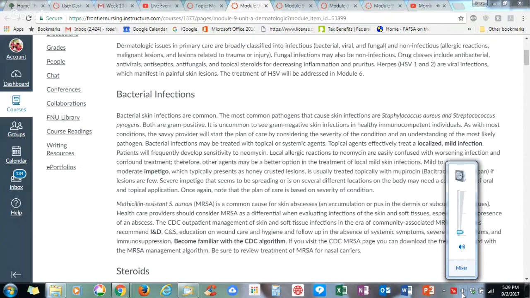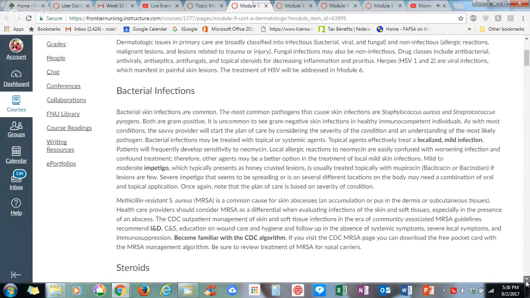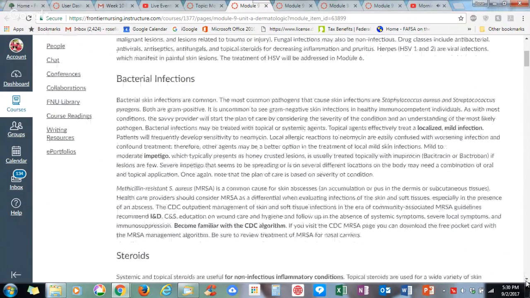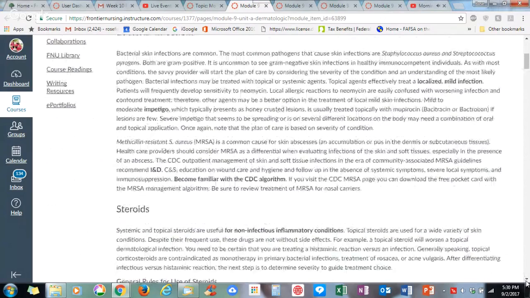Herpes 1 and 2 are viral infections which manifest in painful skin lesions. The treatment of HSV will be addressed in Module 6. Bacterial skin infections are common. The most common pathogens that cause skin infections are Staphylococcus aureus and Streptococcus pyogenes. Both are gram-positive. It is uncommon to see gram-negative skin infections in healthy, immunocompetent individuals. As with most conditions, the savvy provider will start the plan of care by considering the severity of the condition and an understanding of the most likely pathogen.